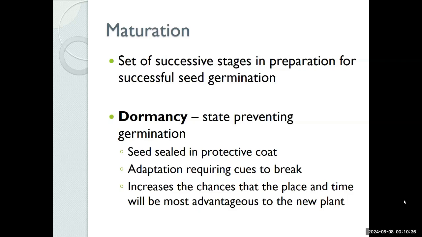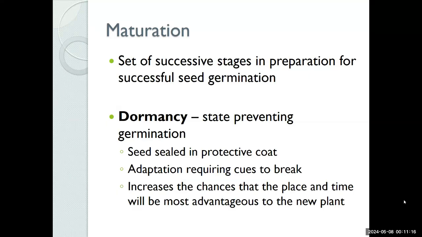Maturation is a series of stages that prepares a seed for germination. The first thing that has to happen is we have to break dormancy. Dormancy is a state of hibernation, if you will. It's a state of inactive limbo. Dormancy is not the absence of life, but it is a signal to hold in the current state. It buys the new seedling time. It protects it until conditions are right.